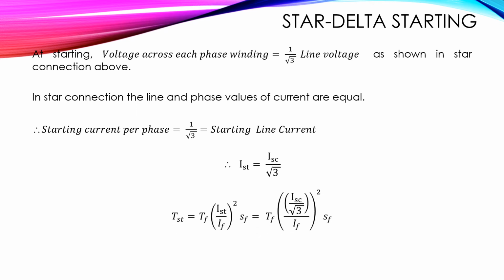Therefore, the starting torque by using star delta starting is equal to the full load torque multiplied by the square of the ratio of starting current to the full load current multiplied by the full load slip. And the final equation is 1 by 3 multiplied by full load torque multiplied by the square of the ratio of short circuit current to the full load current multiplied by the full load slip.